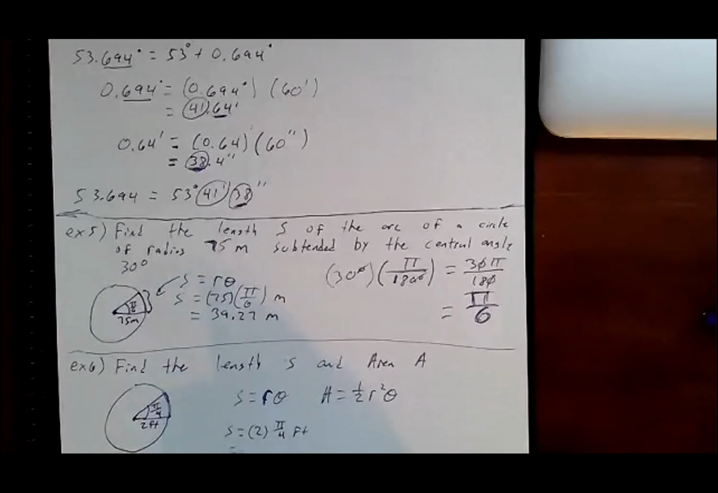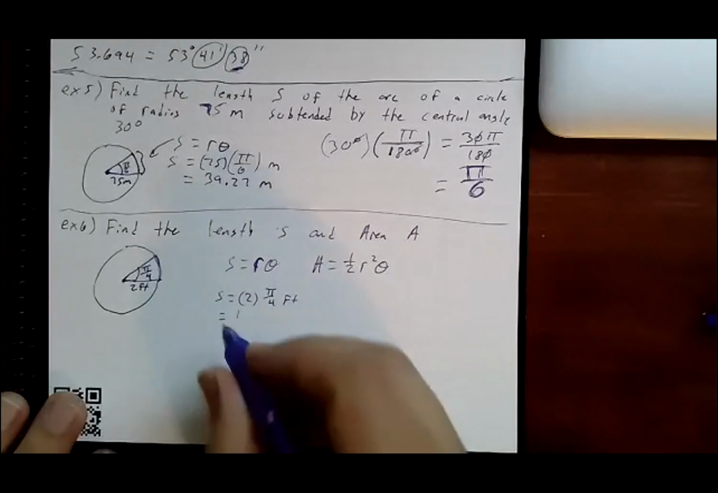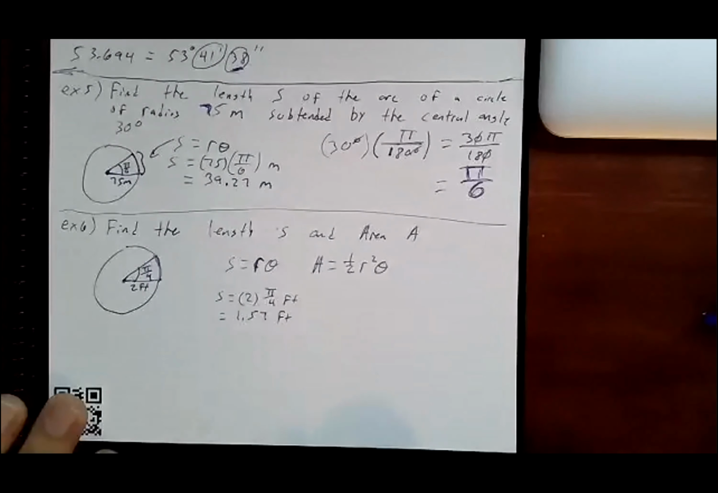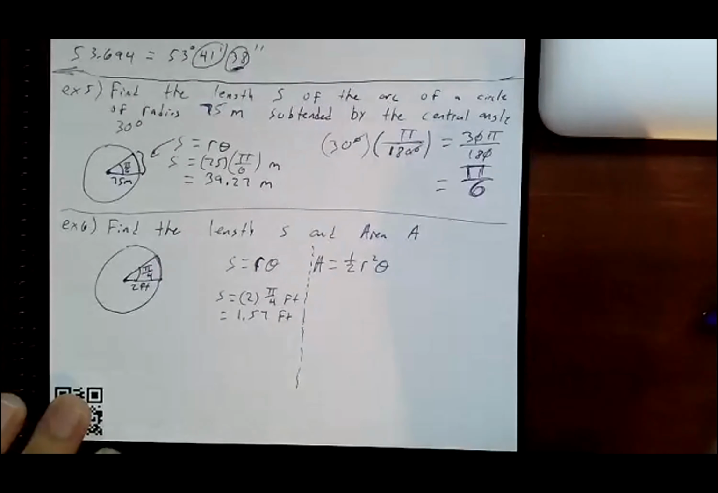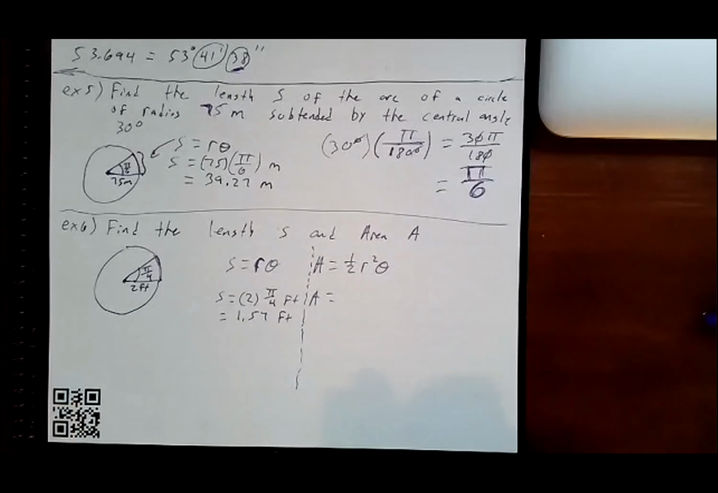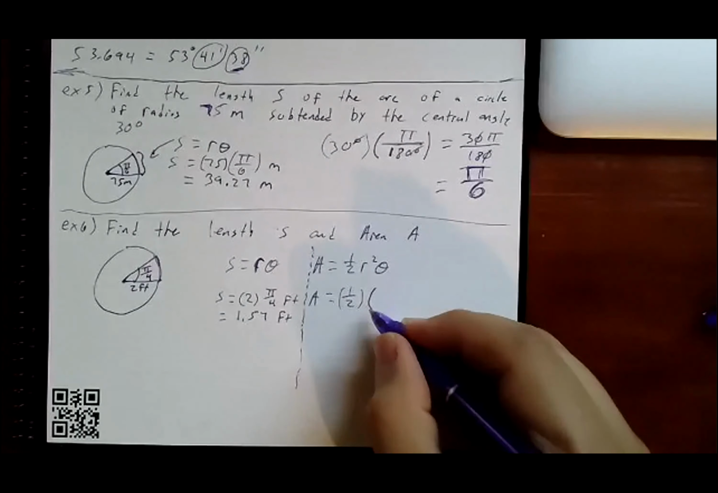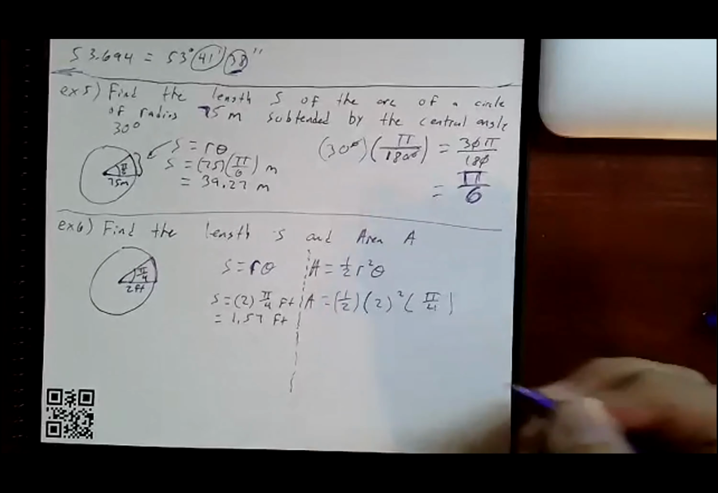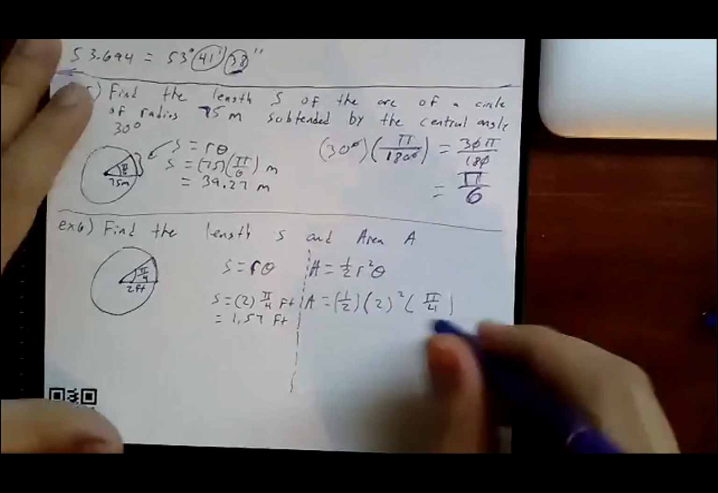You slide your paper up. Oh yeah. There we go. 1.57 feet. Now area. Is 1/2 times r squared times the angle. I should write an extra step in here.